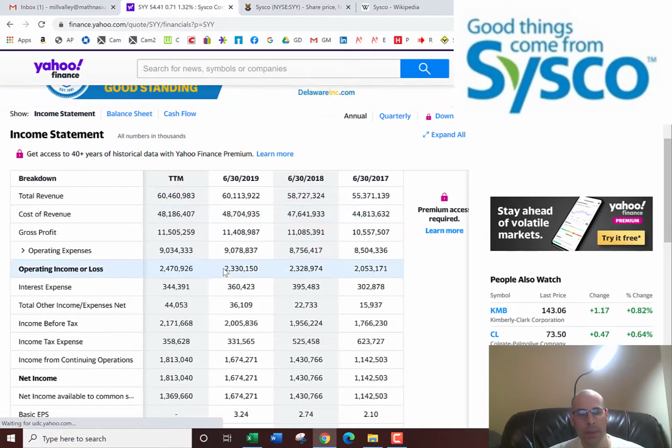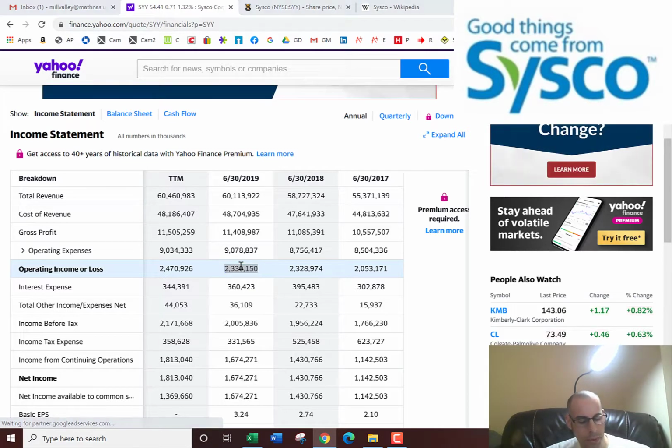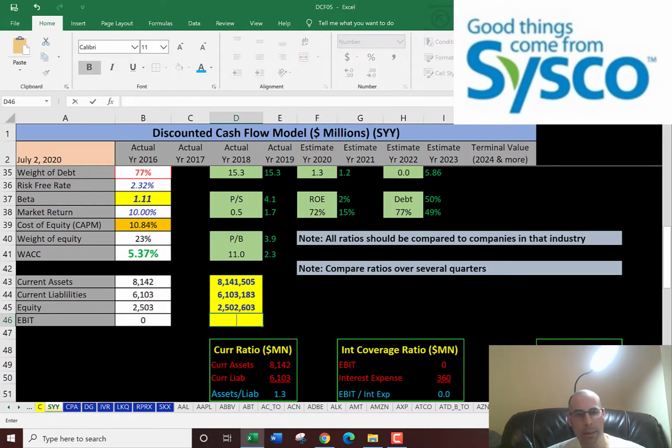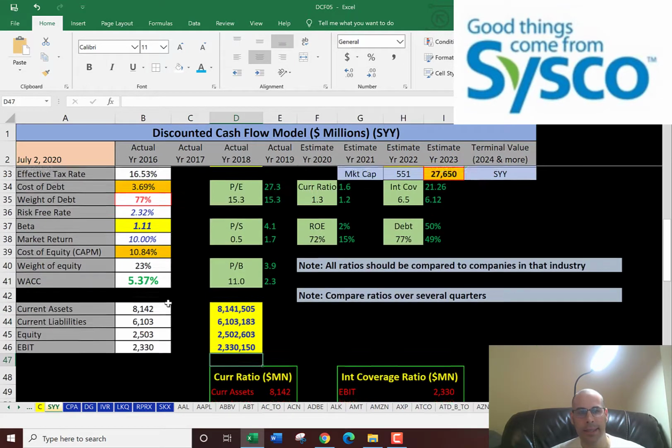Next, I'm going to pull the EBIT, which is earnings before interest and taxes, or operating income. That's $2.3 billion. That's how much money the company makes operating its day-to-day business, but before it pays interest on its debt and before it pays taxes.